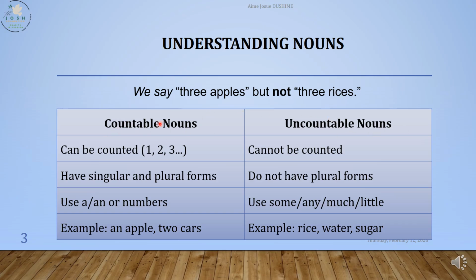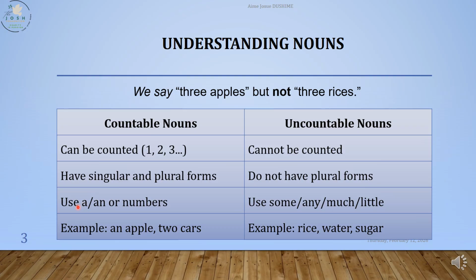When I say countable nouns, we can count them. They can be counted like 1, 2, 3, 4. But uncountable nouns cannot be counted. You can't say 1, 2, 3. When we say countable, they have singular and plural form. But when we go into the uncountable nouns, they do not have plural form. They just stay like that, no plural.